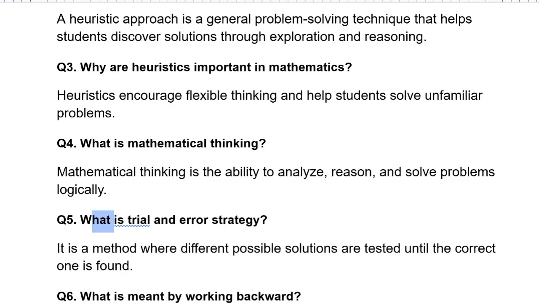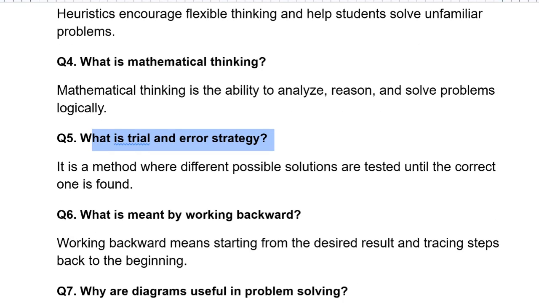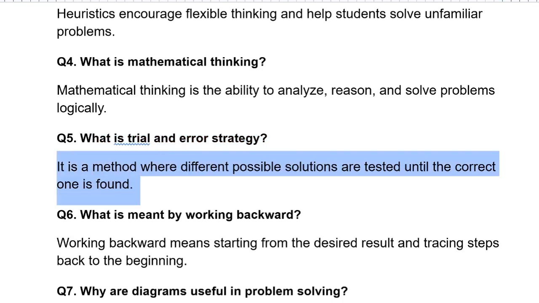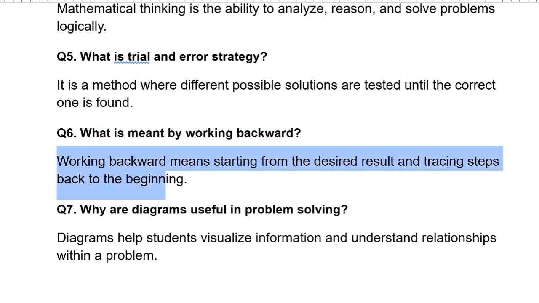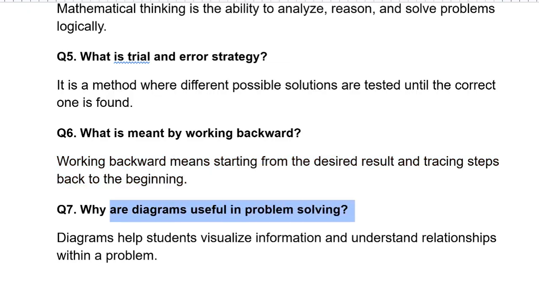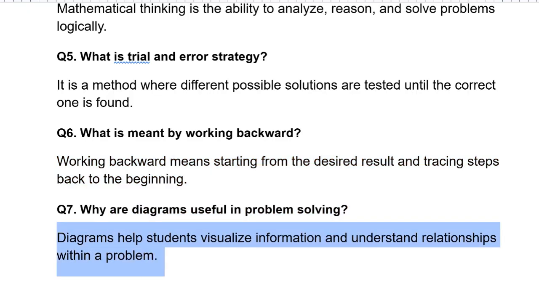What is the trial and error strategy? It is a method where different possible solutions are tested until the correct one is found. What is meant by working backward? Working backward means starting from the desired result and tracing steps back to the beginning. Why are diagrams useful in problem solving? Diagrams help students visualize information and understand relationships within a problem.